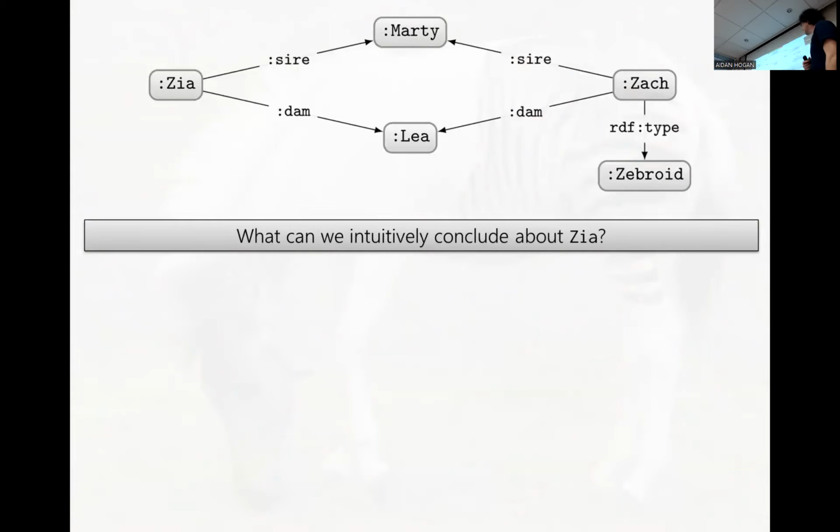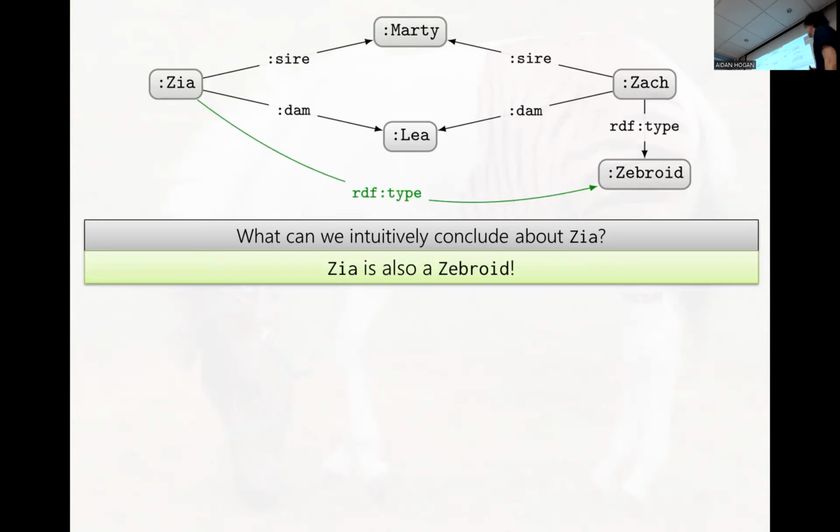What could we conclude about Zia? Is Zia a zebroid? We could conclude that because they share the same parents, if Zac is a zebroid, then Zia must be a zebroid. Are we sure about that? Is that conclusion 100% certain? It seems so. So we can conclude that Zia is also a zebroid.